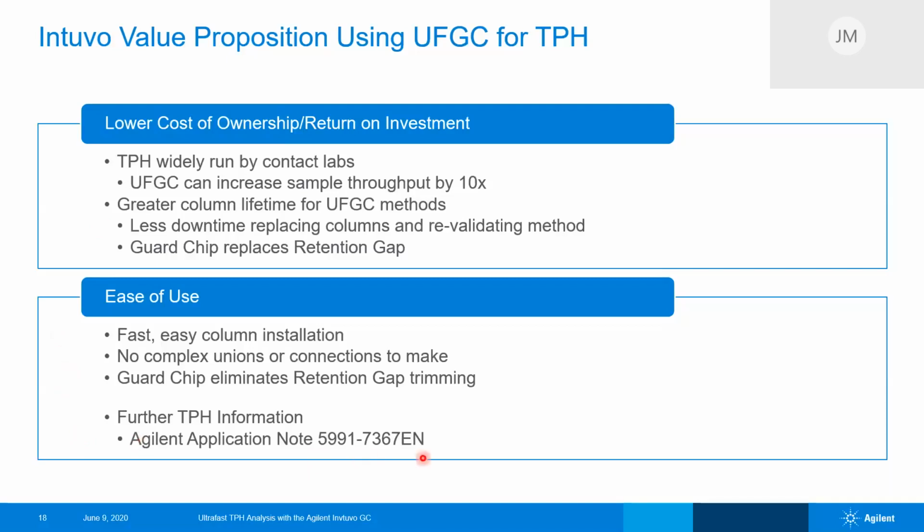For further information for this particular application, we do have an application note that's published. This is the document number. So if you go to Agilent's website, type this document number into the search field, you'll get a PDF of the application note. So that concludes today's webinar on showing how Intuvo can be a financial and a technological improvement to your laboratory, particularly using its capability for Ultrafast GC. And I'd like to turn it back over to our audience to see if there's any questions.